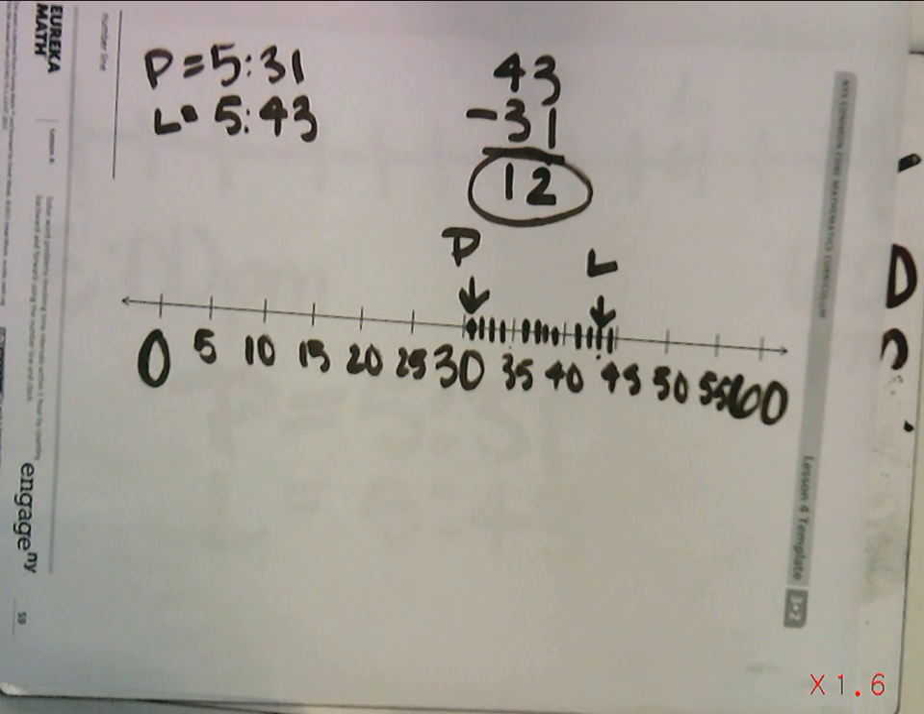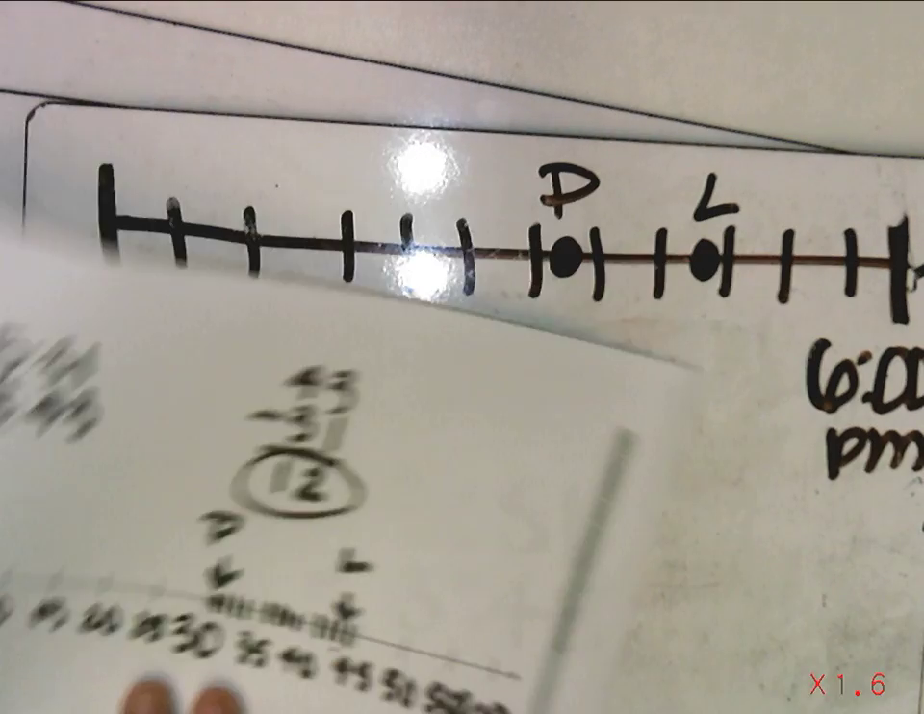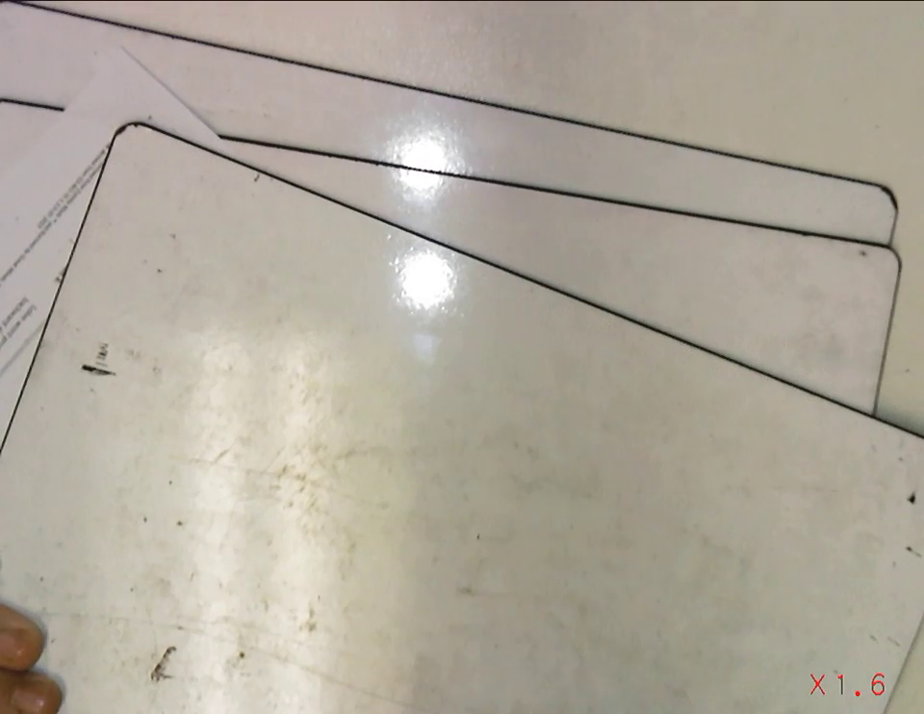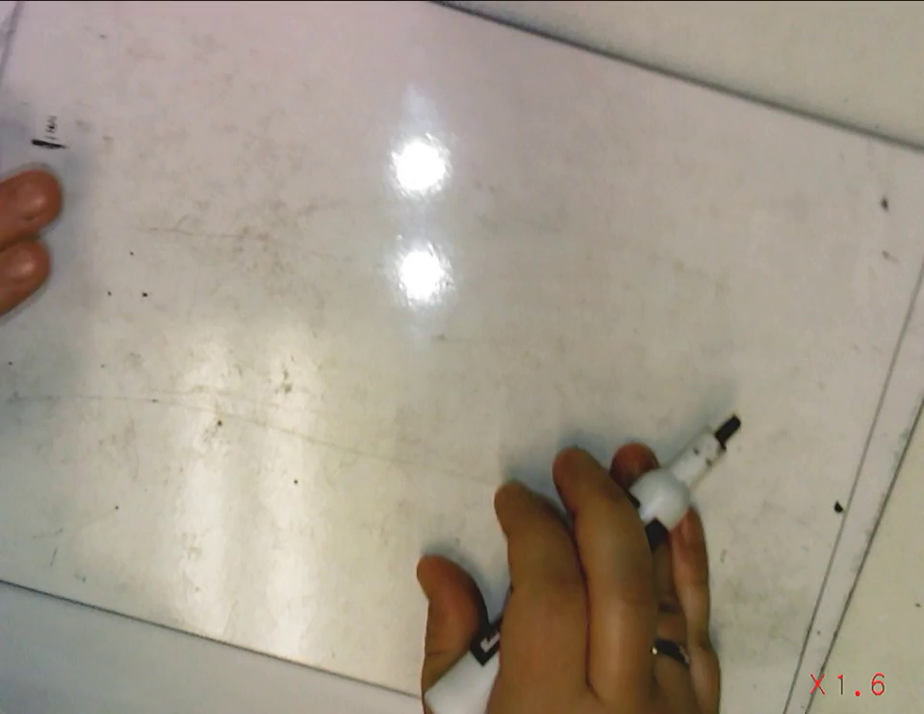Okay, all right, so let's keep going. Let me find where I'm supposed to be. Oh, I was going to erase that, but I can't erase that. Okay, let's keep going. And let's read what the next word problem is.